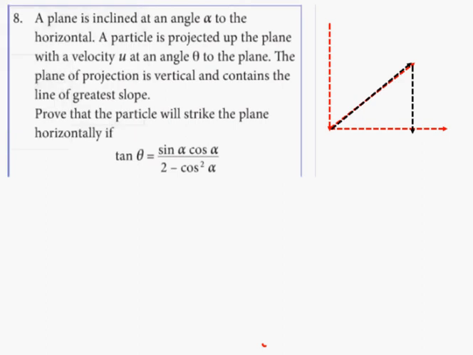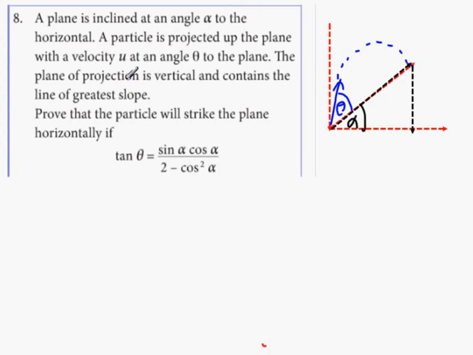So we have angle alpha in here, and then the particle is projected up the plane with velocity u at an angle theta to the plane. So we're talking about this angle here, and that's going to be angle theta. Then it comes up and hits it. The plane of projection is vertical and contains the line of greatest slope.